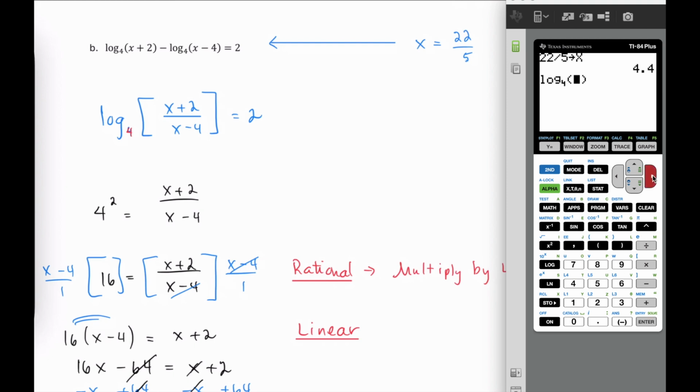Log base 4 of, we've already stored 22 over 5 into x, so we can just say x plus 2. And from that we subtract. Again, we go into the Math menu. In order to get to the end of the list, it's actually a little faster to go up from the beginning. So we'll go up to option A and select log base again. Log base 4 of x minus 4 for the second argument. And now we just need to hit enter, and we see that that actually does give us the output of 2 that we were expecting. So we checked our answer using our calculator, and x is equal to 22 over 5 actually does work.